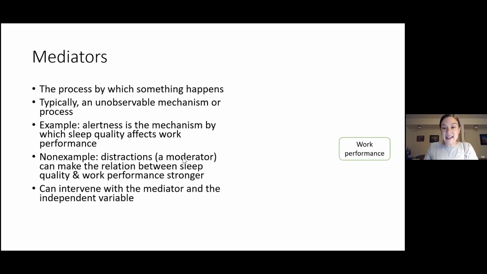So let's take an example outside of writing to try to demonstrate what mediation is. Let's think about an outcome of work performance, high or low work performance during the day. Many of us may be familiar with how poor quality sleep, or really great sleep the night before, can influence our work performance. So we know that our sleep quality affects work performance. But we wonder, what is the process or mechanism by which our sleep quality is affecting our work performance?